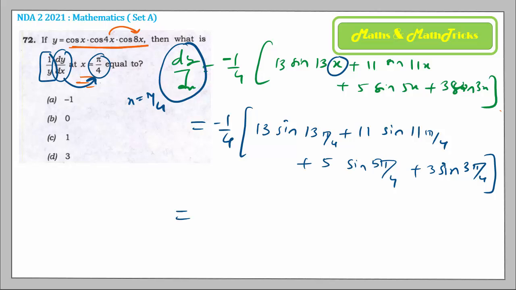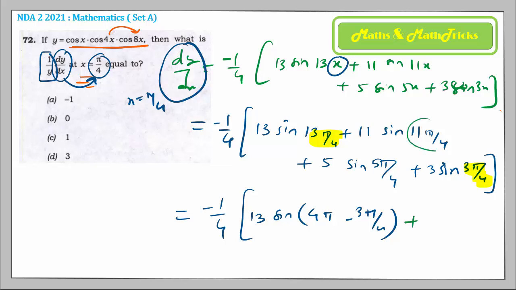So now in this you can see that this can be written as minus 1 by 4 times 13 times sine of 13 pi by 4, which can be written as sine of 4 pi minus 3 pi by 4. These two angles, 13 pi by 4 and 3 pi by 4, add up to 4 pi, so they can be written relatively like this. Similarly, this 11 pi by 4 is related to 5 pi by 4, so this can be 11 times sine of 4 pi minus 5 pi by 4.